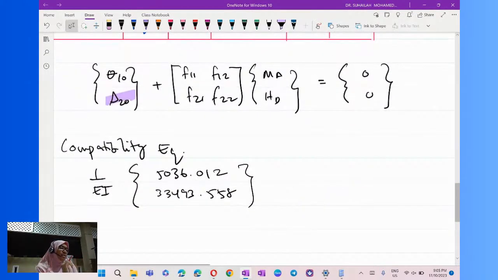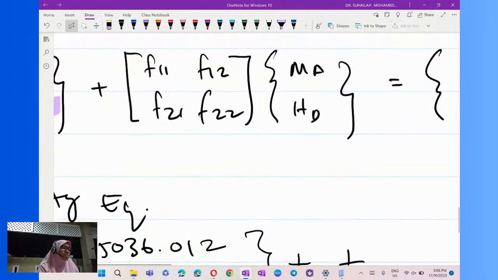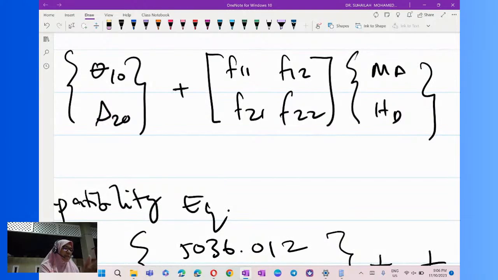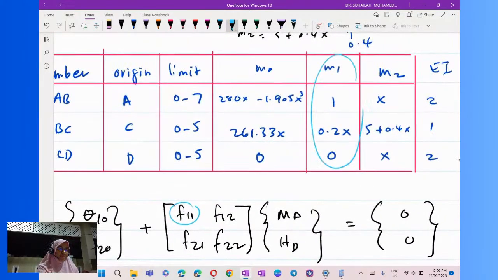Okay, this is delta 2 naught. So continue to find the 4 values of flexibility coefficient F11, F12, F21, F22. Now we want to determine F11. F11 means that we have to refer to column M1, M1 squared. So we have to integrate this.